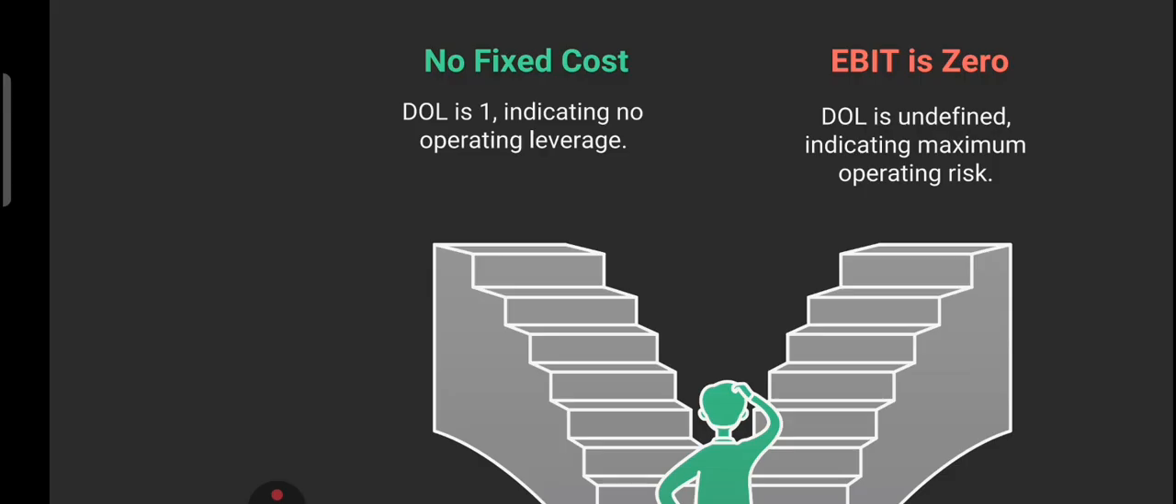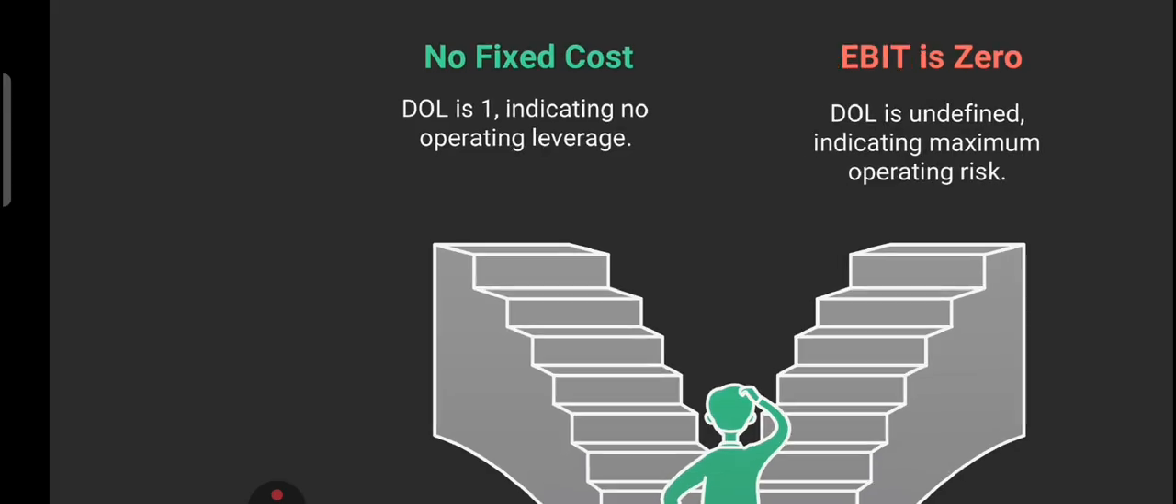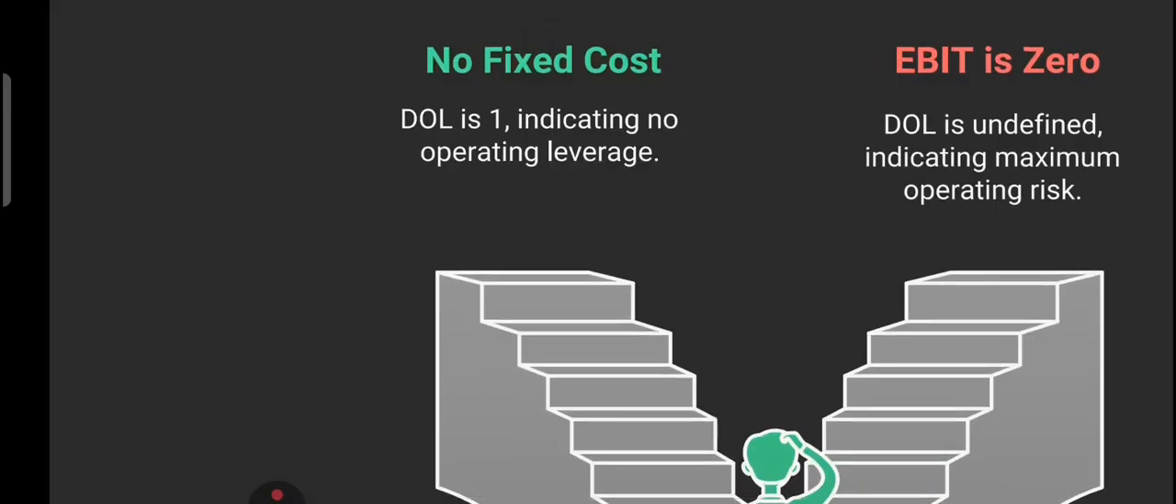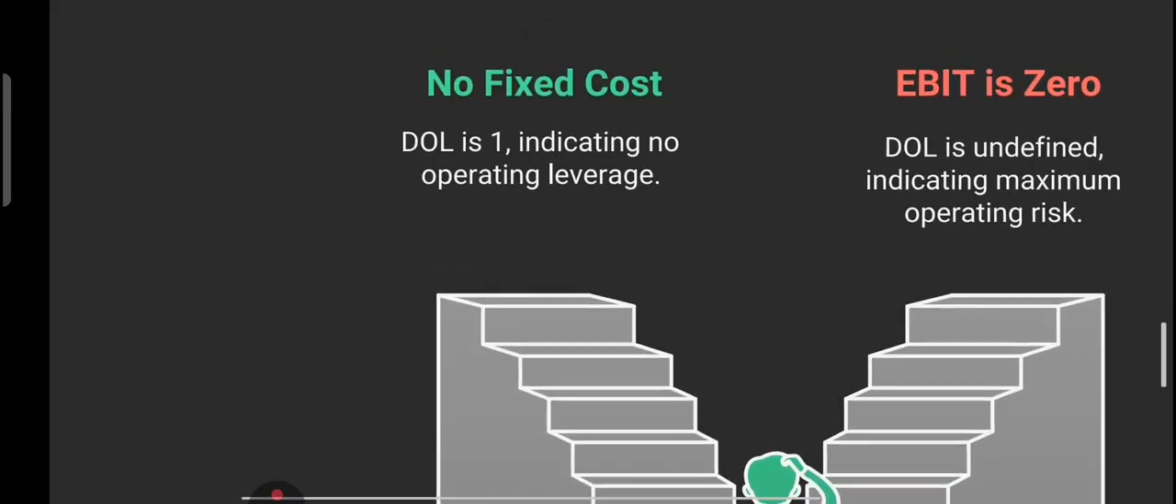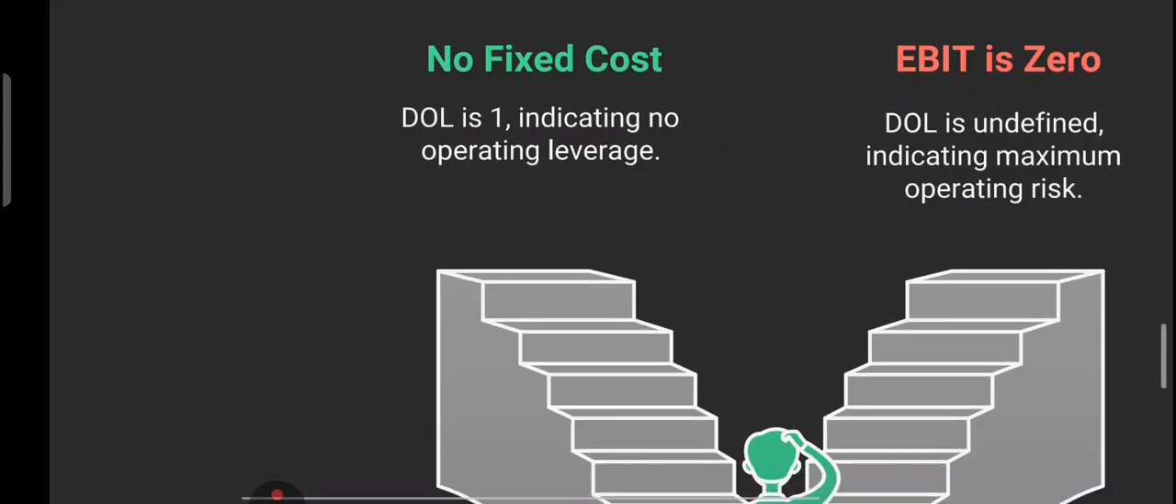When a business has no fixed cost, it runs purely on variable expense, right? In this case, DOL is 1, meaning there is no operating leverage.